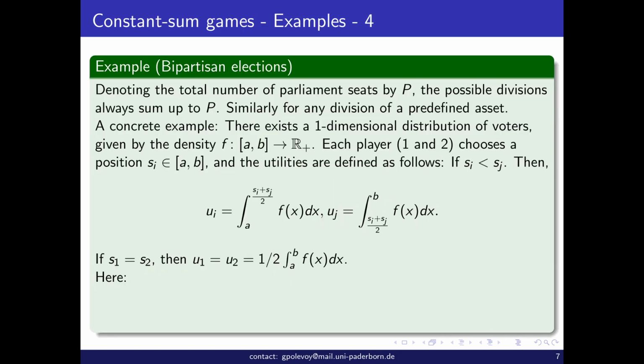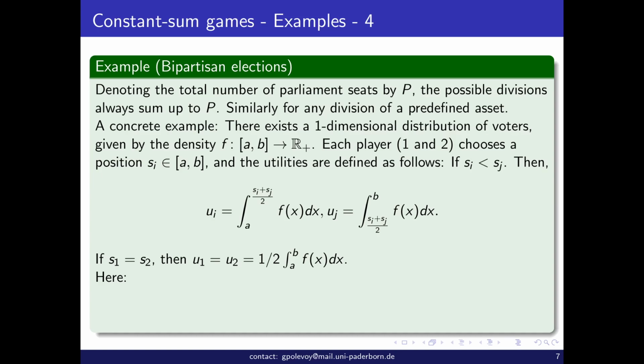And now let's look at a simple, stylized but very interesting, realistic example. So very simple, which is called bipartisan election. So the players are the two parties, and they want to get as many parliament seats as possible. Since the number of the seats is capital P, it's a zero-sum game. And it holds for any division of a given asset.